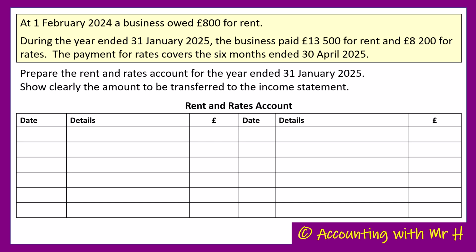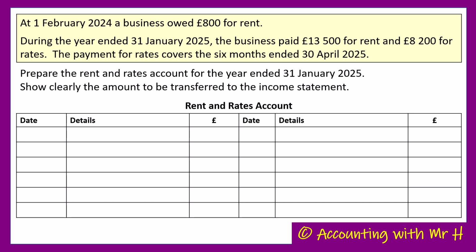So this first one I'm going to do as a worked example, so let's have a look at it together. At the 1st of February 2024, a business owed £800 for rent. During the year ended 31st of January 25, the business paid £13,500 for rent and £8,200 for rates. The payment for rates covers the 6 months ended 30th of April 2025. Prepare the rent and rates account for the year ended 31st of January 25. Show clearly the amount to be transferred to the income statement.